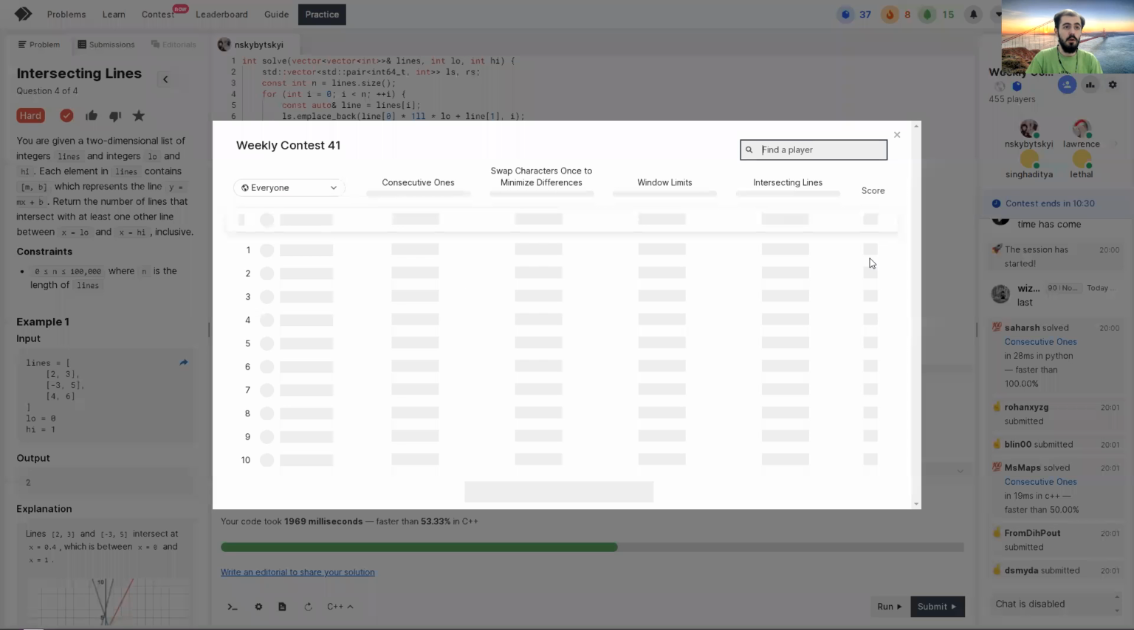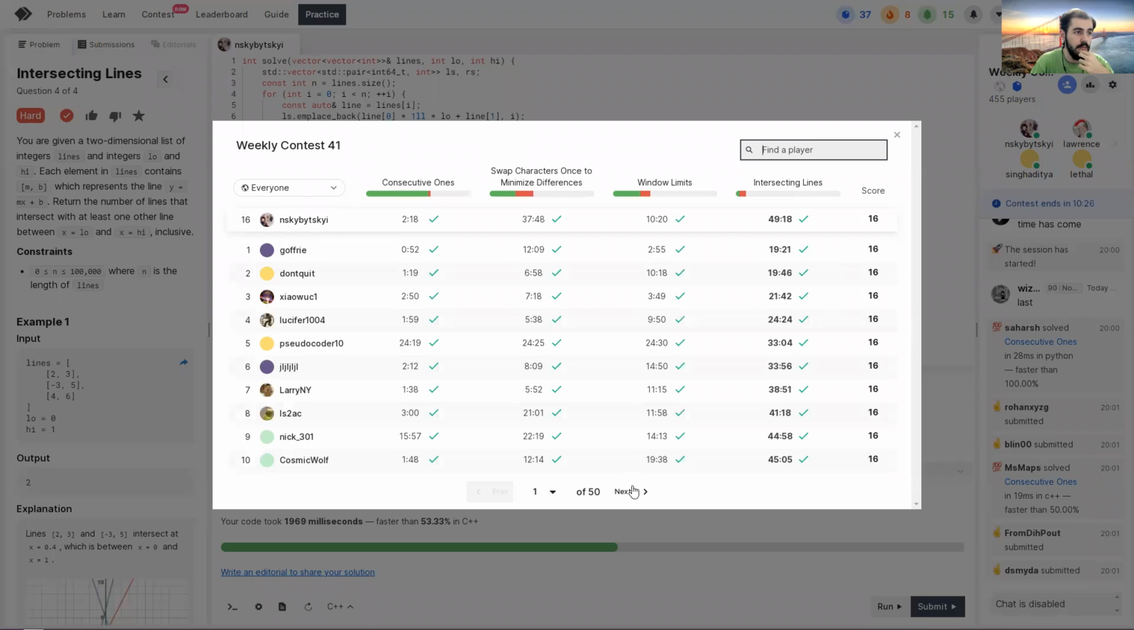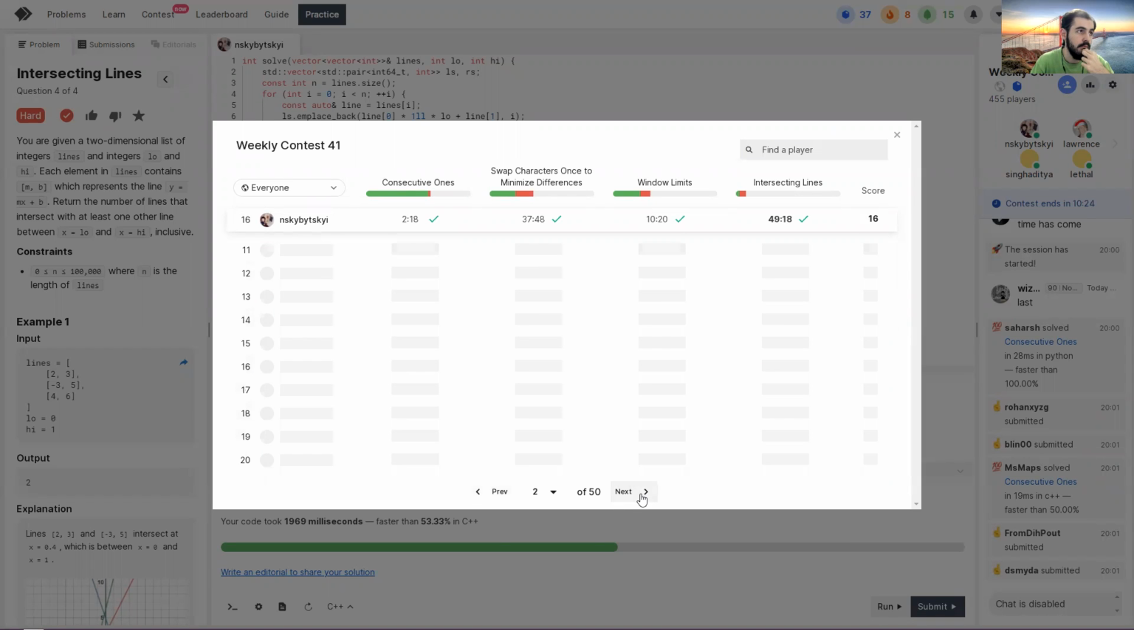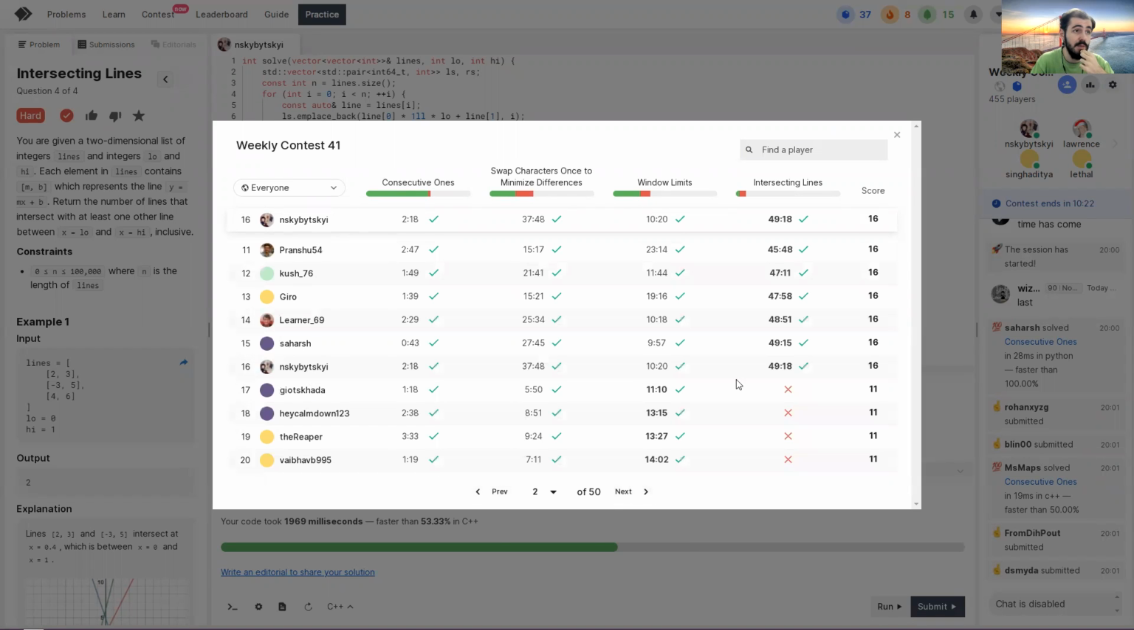Very slow, very slow. Or actually we are 16th, but it means very slow. We are the last to finish, right?